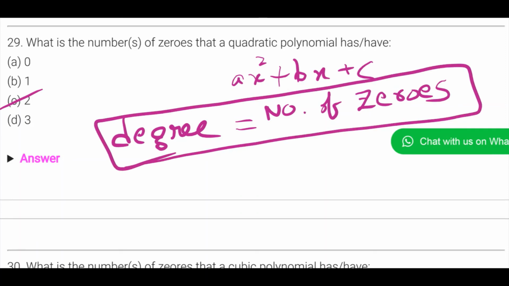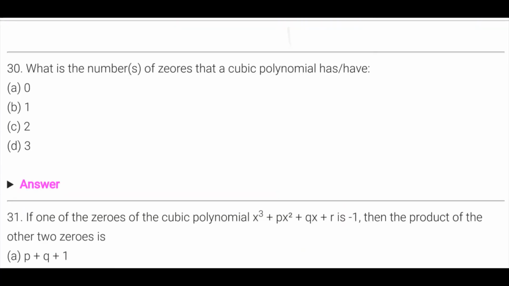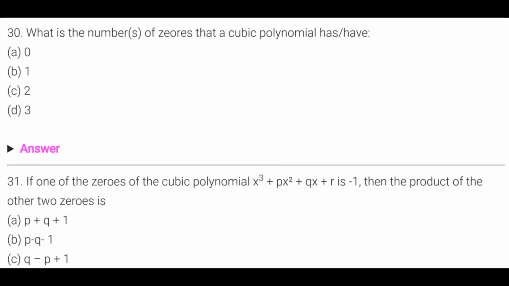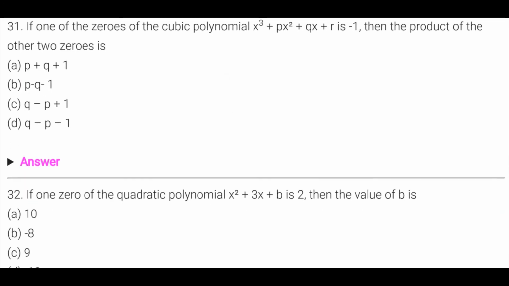This is important. What is the number of zeros that a cubic polynomial has? A cubic polynomial contains 3 roots. If one of the zeros of the cubic polynomial is -1, then the product of the other two zeros is.